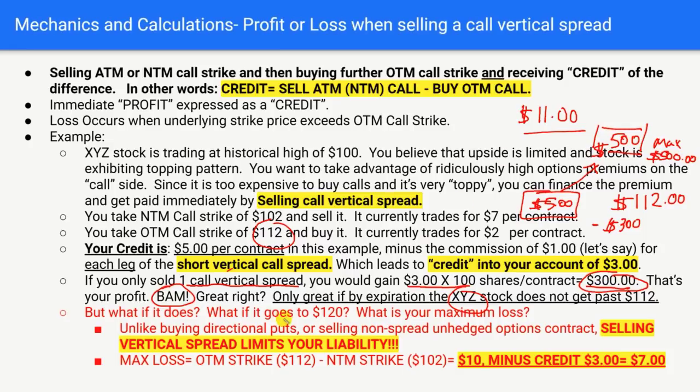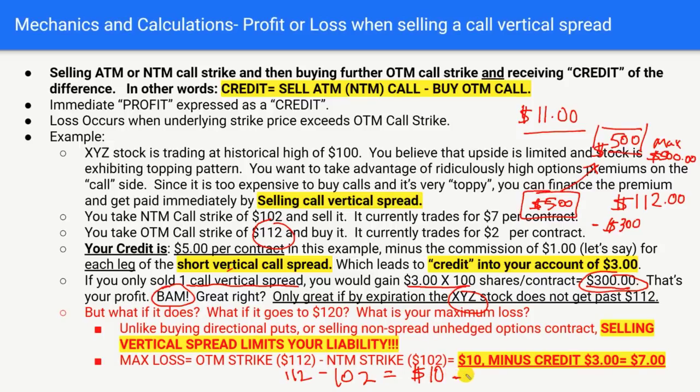So in this example, what if it does go to 120? What is your maximum loss? Unlike buying directional puts or selling non-spread unhedged options, like we do at 13 market moves, selling a vertical spread limits your liability. So your maximum loss is basically your OTM strike, in this situation 112. This is the fastest way to calculate it. Minus the near the money strike, where you basically sold the premium, which is 102. Okay, $10 is your maximum loss.